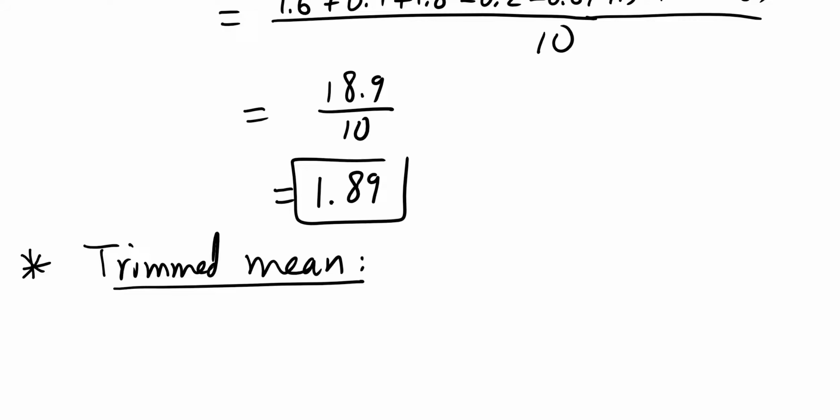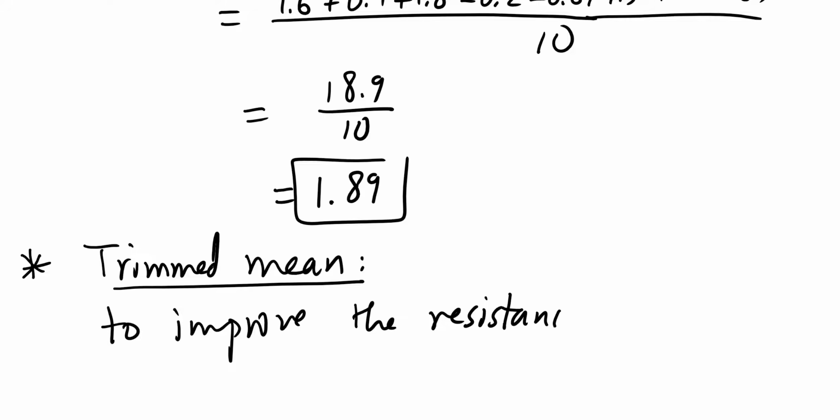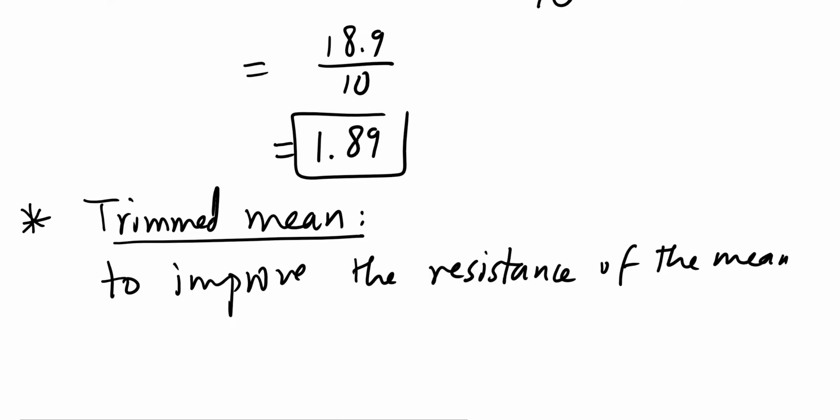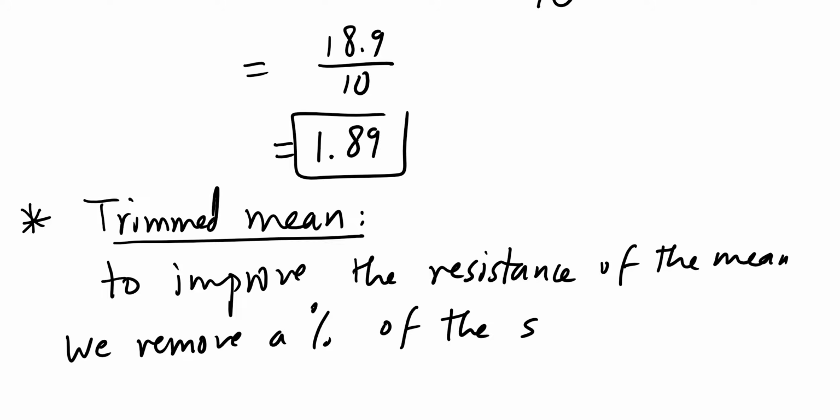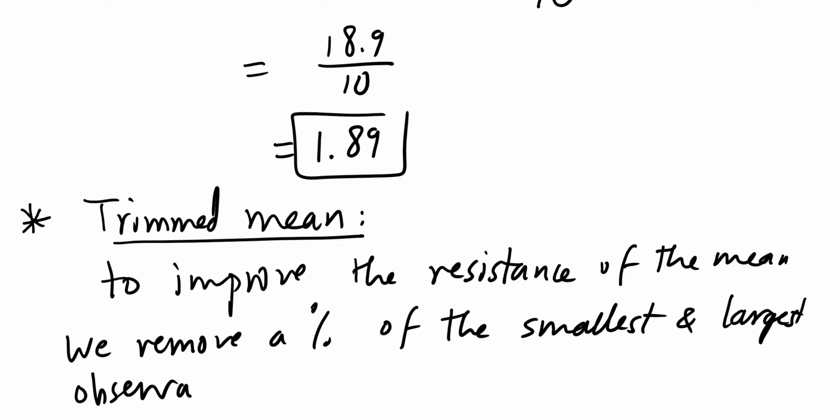And what we do here, the trimmed mean is used to improve the resistance of the mean. So usually how do we do this? We remove a percent of the smallest and largest observations, actually before computing the mean.